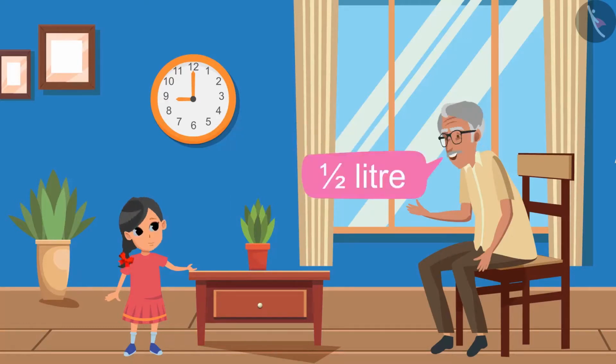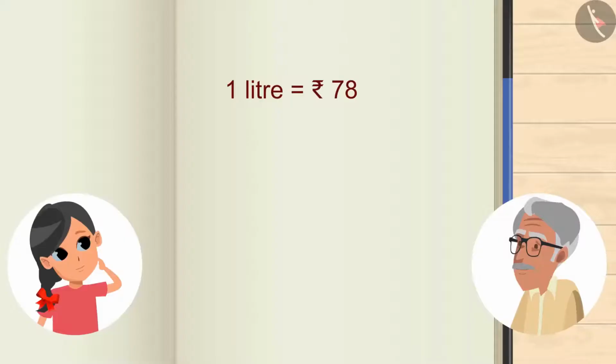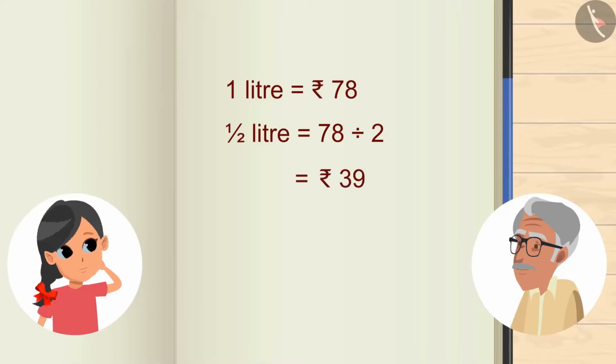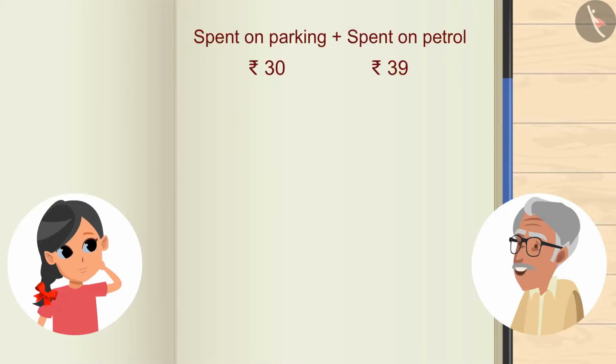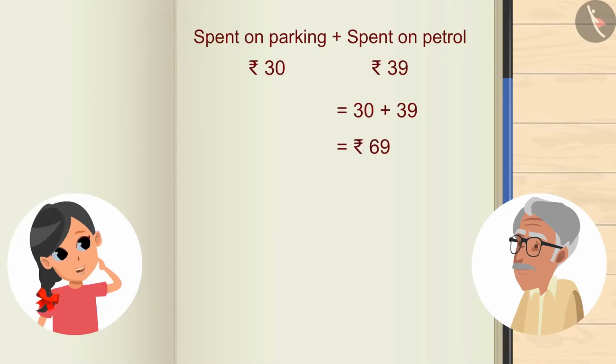Oh, Grandpa, how much petrol is spent? About half a liter. And how much does a liter of petrol cost? 78 rupees. So, half a liter will cost half of 78, means if we divide 78 by 2, we'll get 39. Add 30 rupees of parking to this too. 30 plus 39 is 69 rupees, Grandpa.